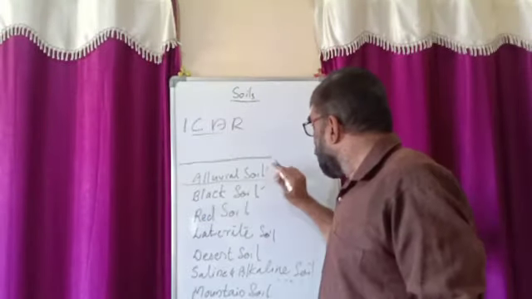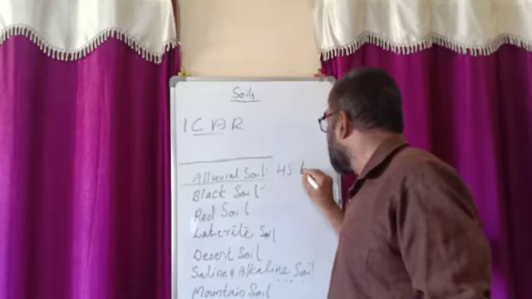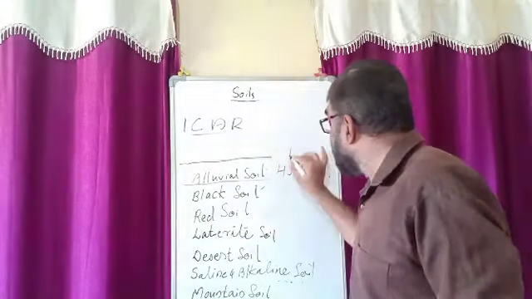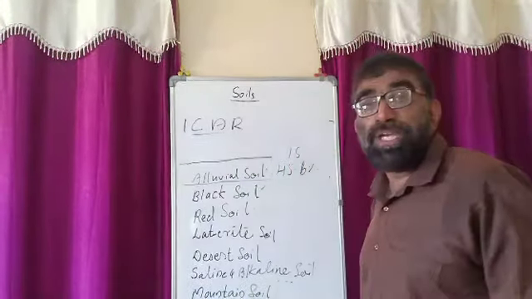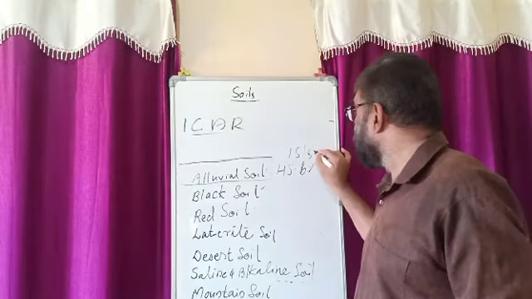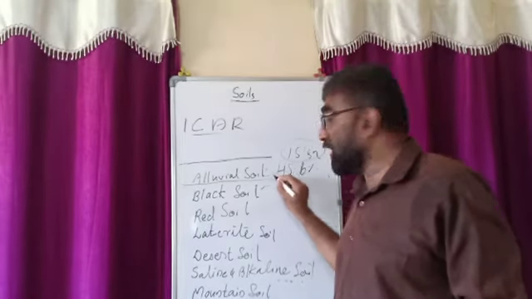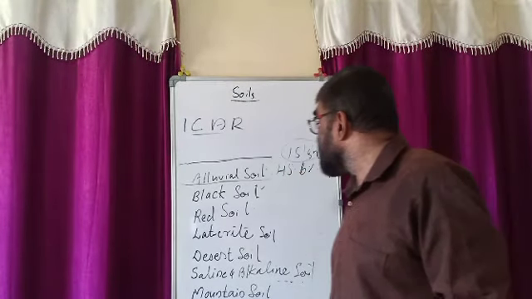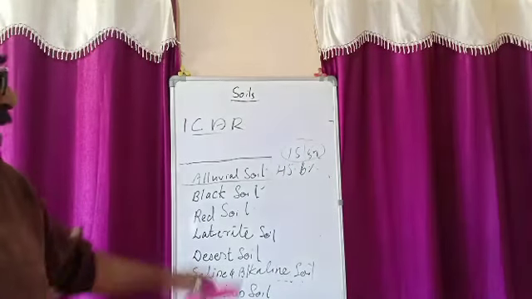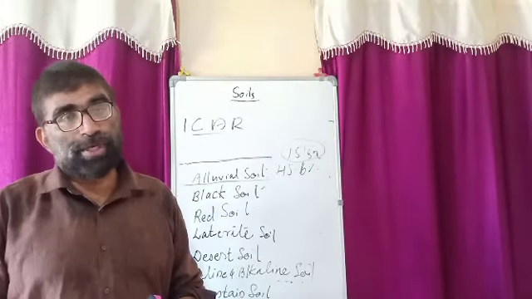and it occupies about 45.6% of the total geographical area of India. That's about 15 lakh square kilometers of area. 15 lakh square kilometers of area is occupied by alluvial soil. That is about the 45.6% of the total geographical area. And I told you, alluvial soil is ex situ soil.